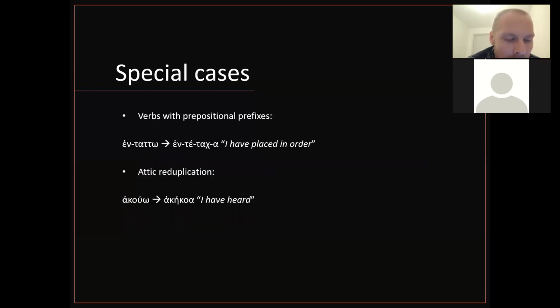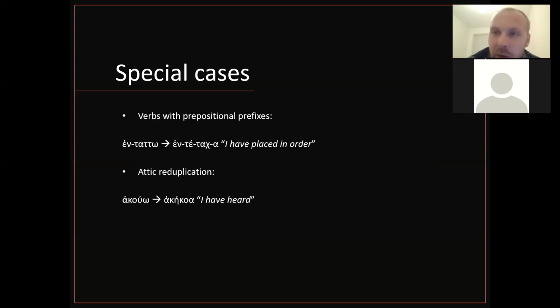Moreover, we have, of course, also all the composite verbs with prepositional prefix before the actual verb stem. In these, just like when they receive an augment, the reduplication normally falls between the prepositional prefix and the verb stem. So that's, for instance, the active perfect indicative of entatto, I place in order, is entetaha.